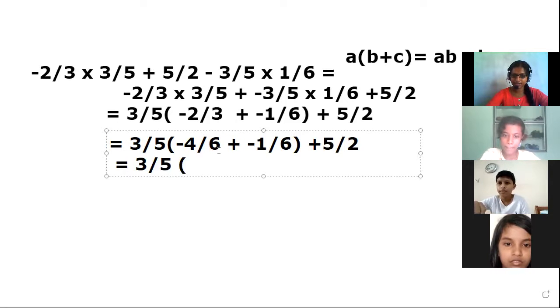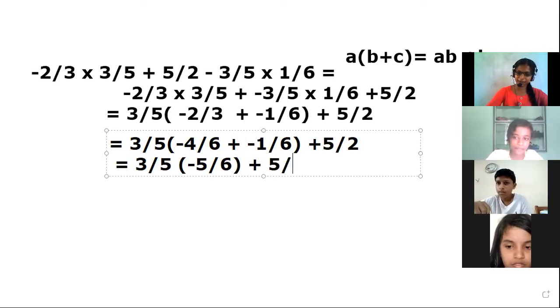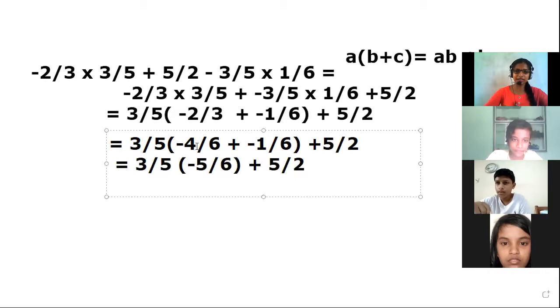Here the denominators are the same, so we have to add the numerators. Both the numerators are negative, so we put a negative sign, and the sum of 4 and 1 is 5, which gives minus 5 by 6. Is it? Okay, then we have to add this 5 by 2. Now we have to multiply 3 by 5 into minus 5 by 6.